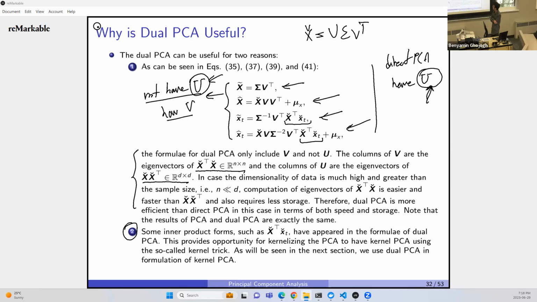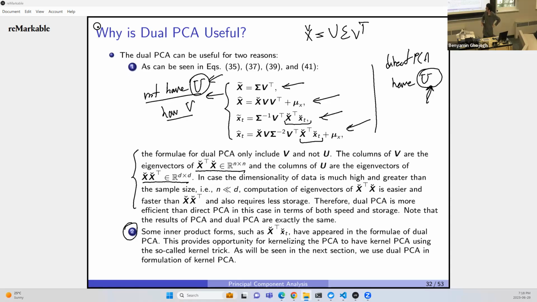Again, let me repeat. U is the matrix of the left singular vectors of X back hat. You can see it as the eigenvectors of X back hat times X back hat transpose. V is the right singular vectors of X back hat. You can see it as the eigenvectors of X back hat transpose X back hat.